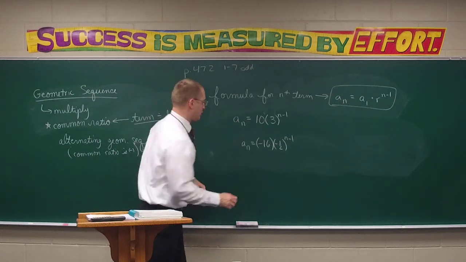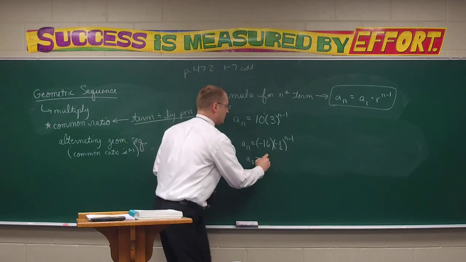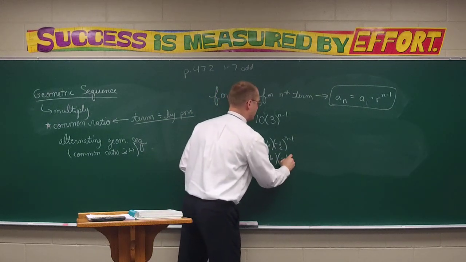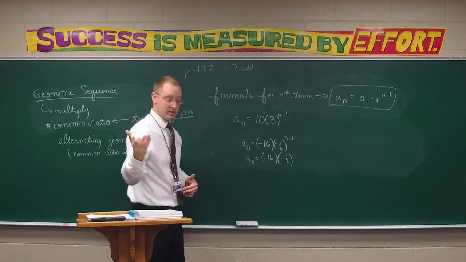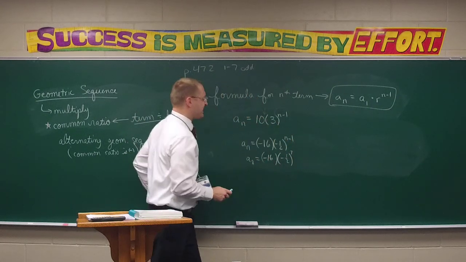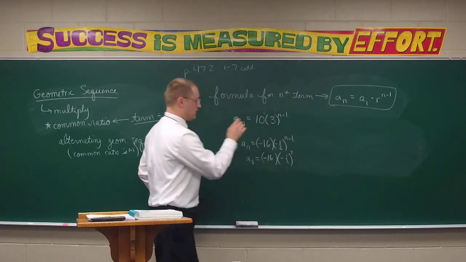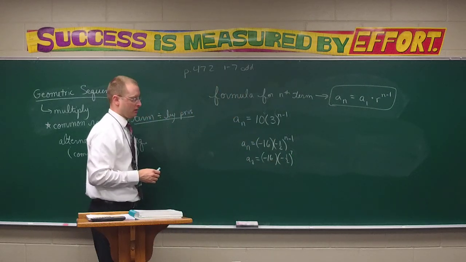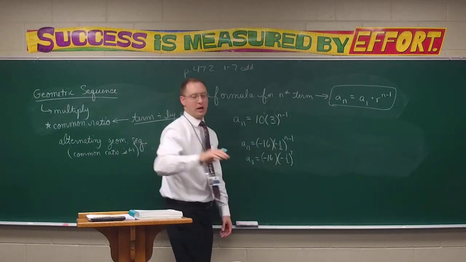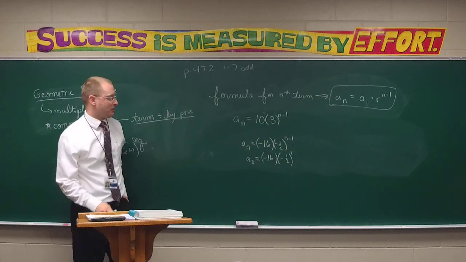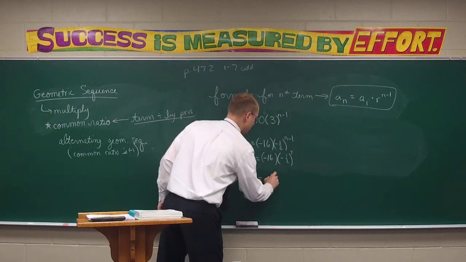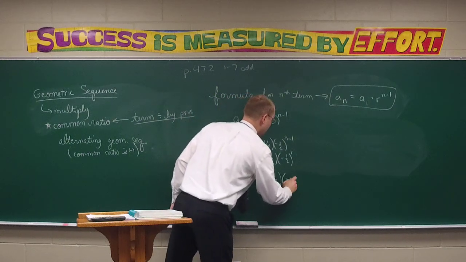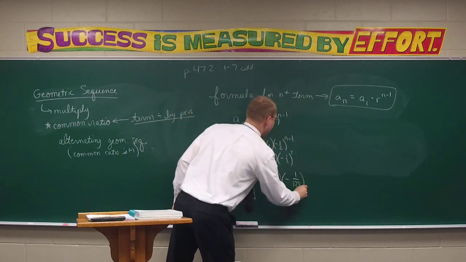So it says find the 8th term. So a sub 8 is equal to -16 times -1/2 to the 8 minus 1, or the 7th power. What is -1/2 to the 7th power, anyone? No, I don't like decimals. Give it to me as a fraction if you could. -1/128.